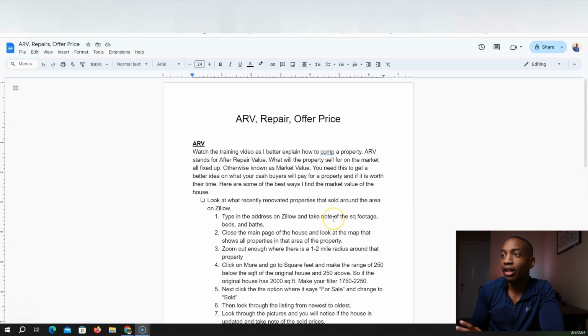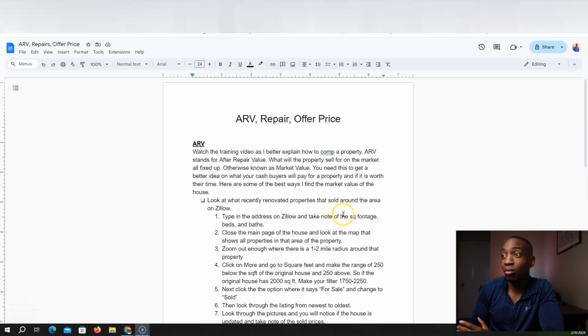Step-by-step guide on how to present offers to sellers in wholesale real estate. I'm going to pull up a document where I wrote out instructions and pull out the different websites I use. So please take note.